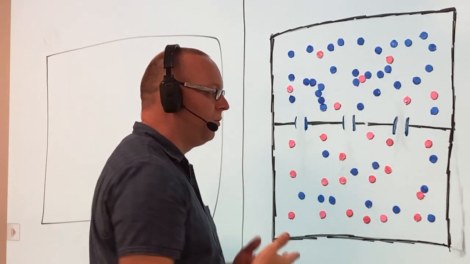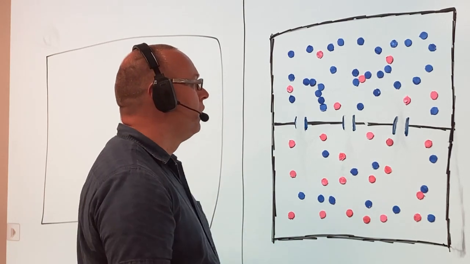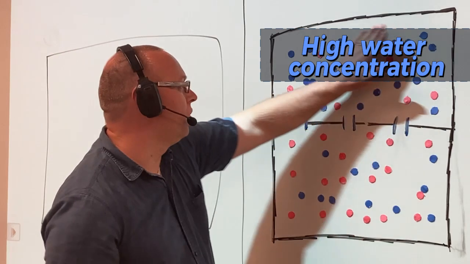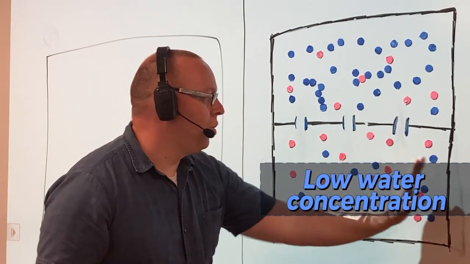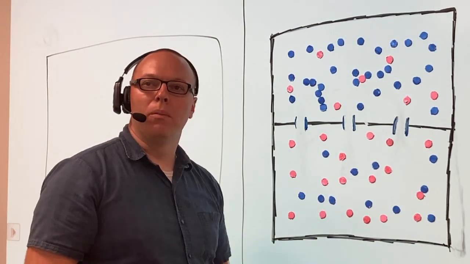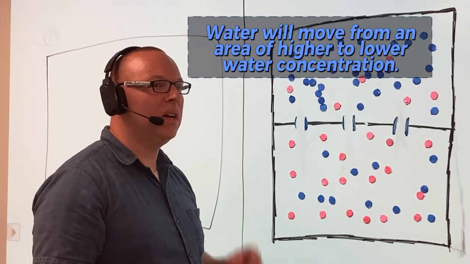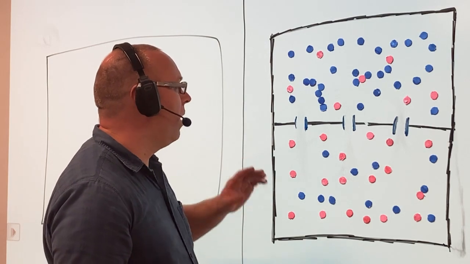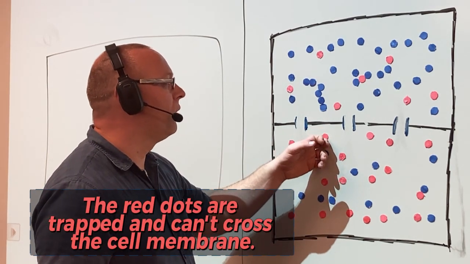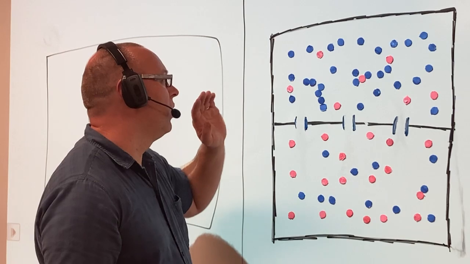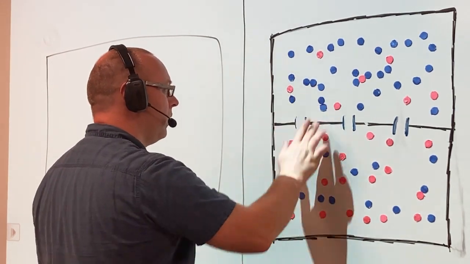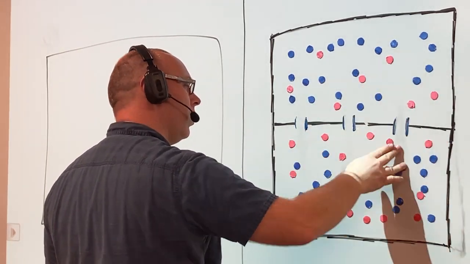Now remember our good friend diffusion we just talked about. So what's going to happen? Water is going to go from an area of high water concentration to an area of low water concentration. Remember, diffusion doesn't care about anything other than that particular substance, right? We don't care how many red dots there are on the inside of the cell compared to the outside of the cell when we're talking about the blue dots, in this case, water. So watch.